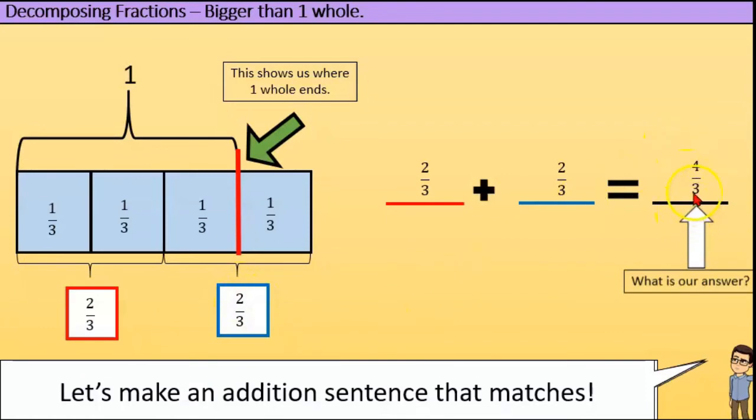Remember, my denominator, my bottom number, doesn't change because I'm still working in thirds. They're all the same size. So I have 4/3, or 1 and 1/3, but I'm just going to call it 4/3 for now. That might have been a little confusing. Let's try another one together.